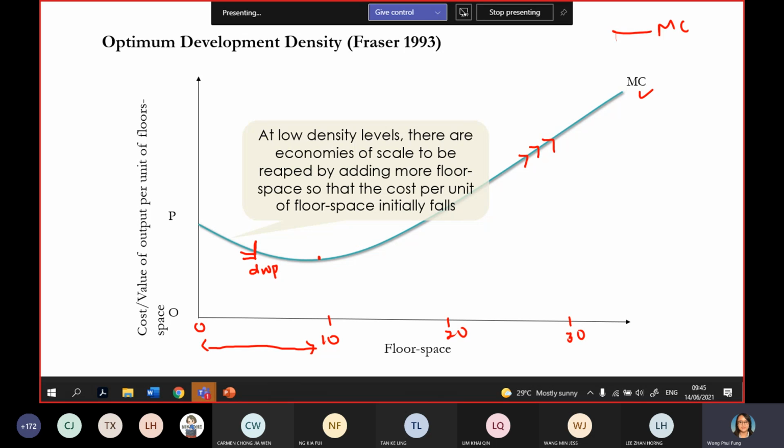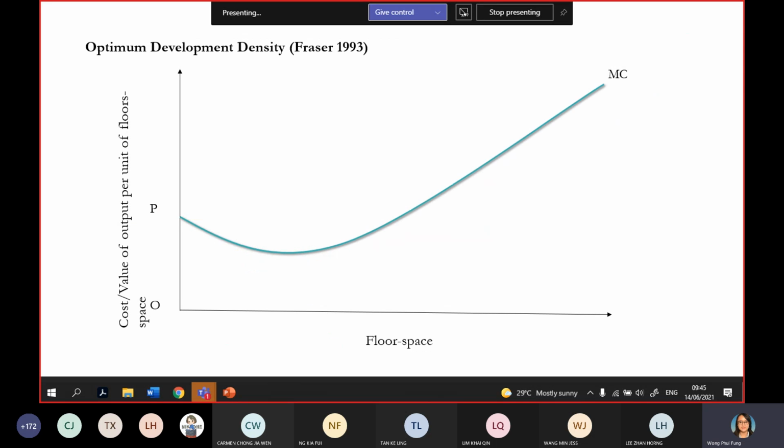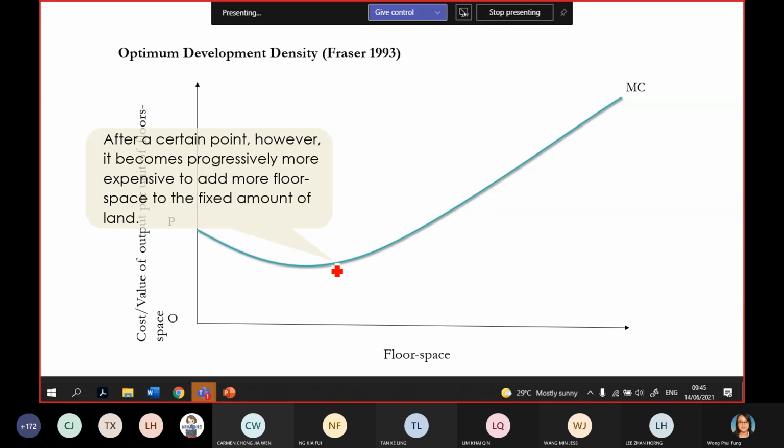But then up to a certain point, here, it becomes progressively more expensive to add more floor space to a fixed amount of land. So meaning to say that at a certain point, due to the principle of diminishing return, your output starts to fall, your cost starts to increase. Which I already explained in detail just now. What are the factors that will make your cost fall, or increase?